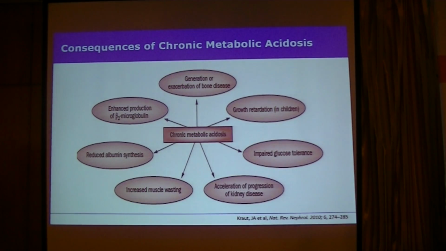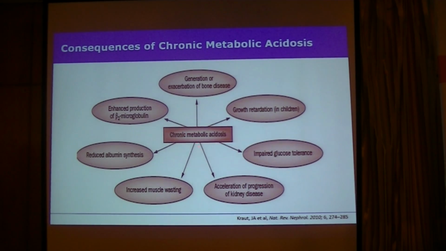Now, moving back to chronic metabolic acidosis, and you know that there are a lot of consequences. Of course, bone disease in the kids, and it was nice to see the presentation yesterday. Acidotic status is part of growth retardation. So if you don't correct acidosis in the kids, there is no way to grow. There is a sort of glucose intolerance, so you can get a sort of insulin resistance. And I'm interested, and you will be interested, in the acceleration of progression of kidney disease.